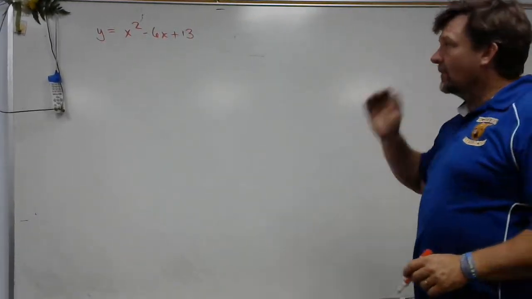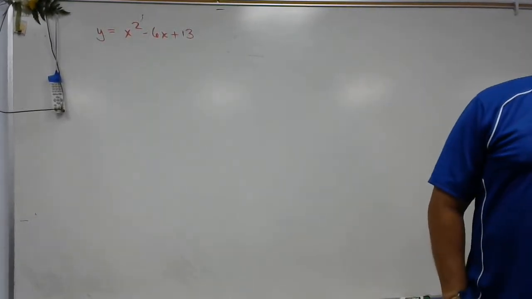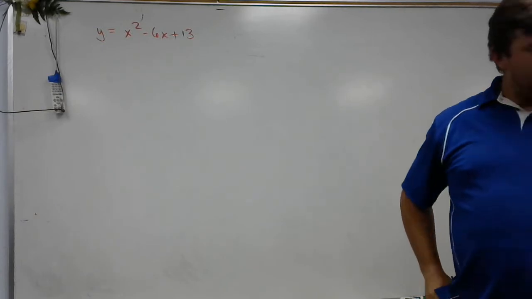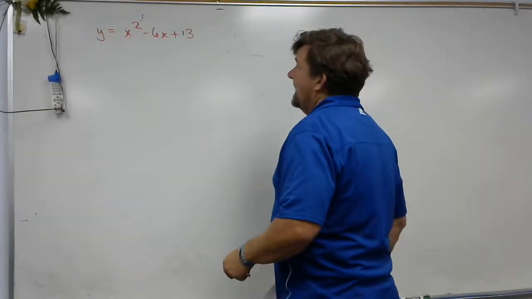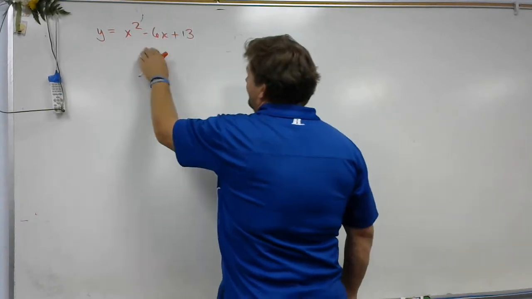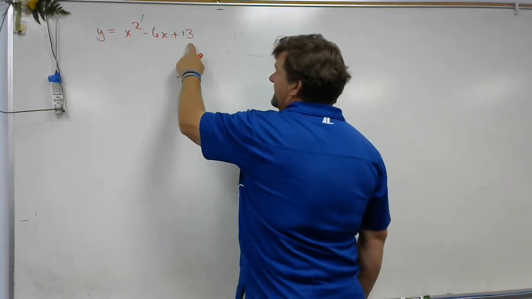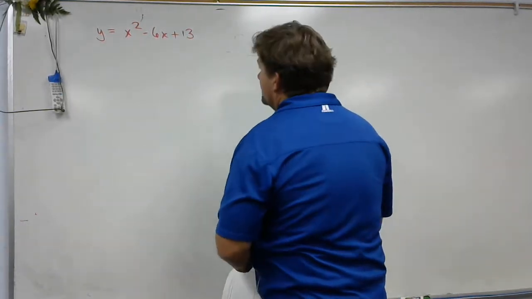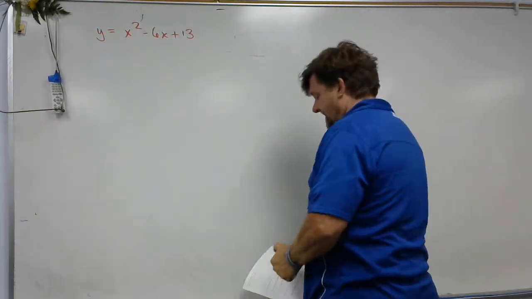So, number one. This is the spring final review, Wednesday, May 15th. They want you to graph this bad boy. You can try to factor it, but nothing's going to multiply to make 13 but add to make -6.